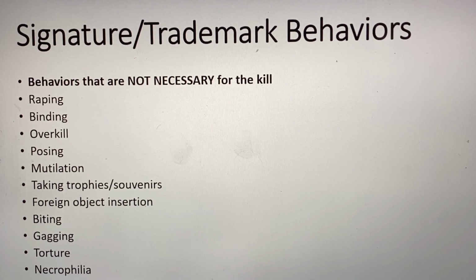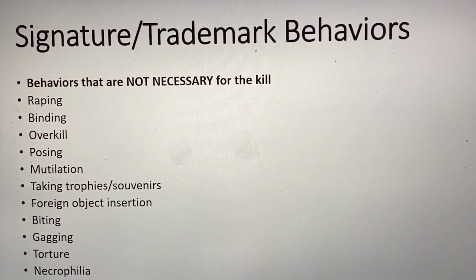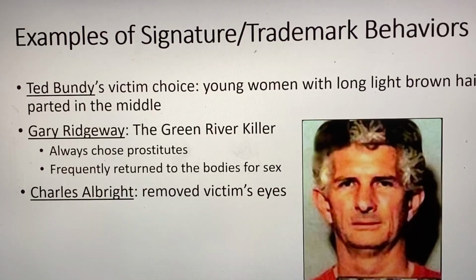Just to summarize, the signature and trademark behaviors are the creepy weirdo card. They don't change over time, and they are important to the offender, but may not be apparent to people investigating the crime. Whereas the MO, it makes sense, all right? It's going to help the offender get away with the crime, and it can change over time.